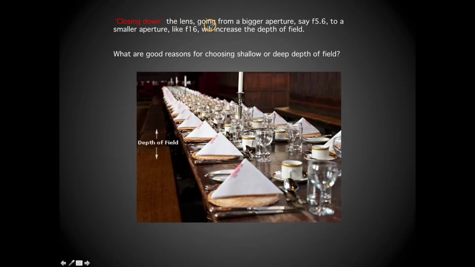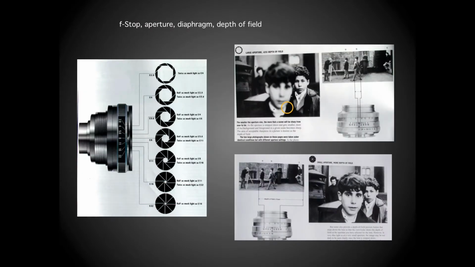Closing down the lens, going from a bigger aperture, say f5.6, to a smaller aperture, like f16, will increase the depth of field, right? And what's the good reason for doing that? You direct a viewer's attention, for one thing, right? And reiterating again, you're getting this in your readings, too. So Ben Long goes over this in the book.